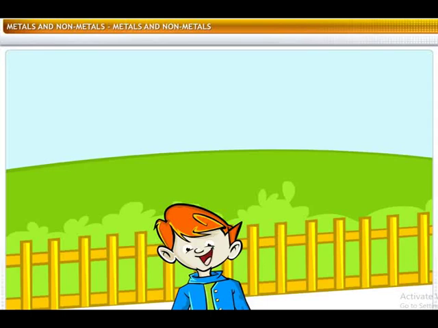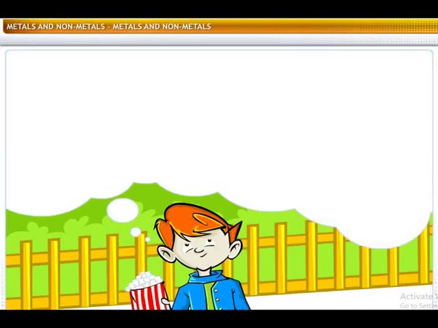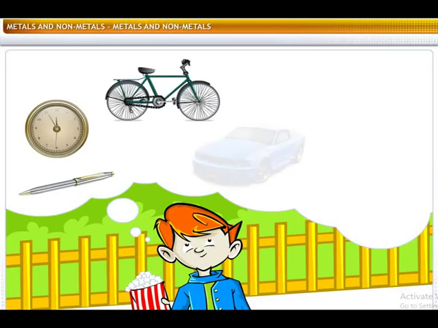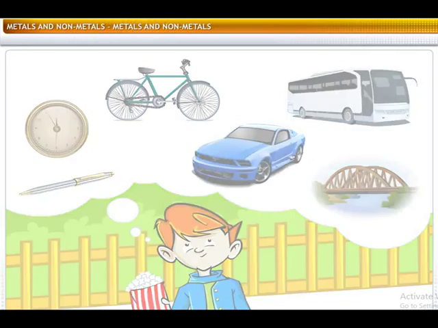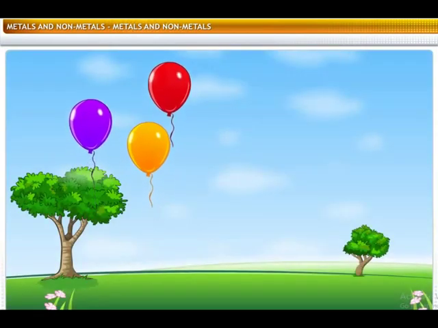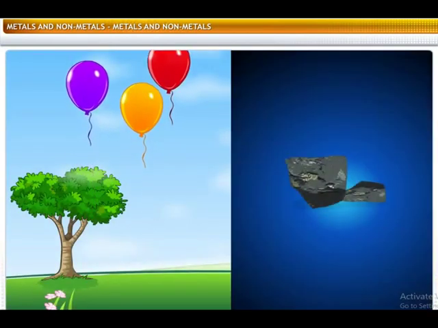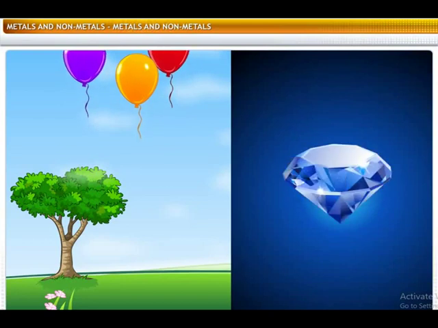These are the images that come to your mind when you hear the word metal. Pen, watch, bicycle, car, bus and bridge are all made of metals. On the other hand, helium, which makes balloons fly, and the carbon that constitutes diamonds are non-metals.